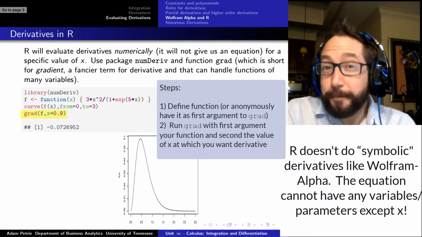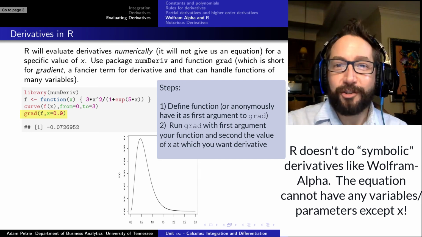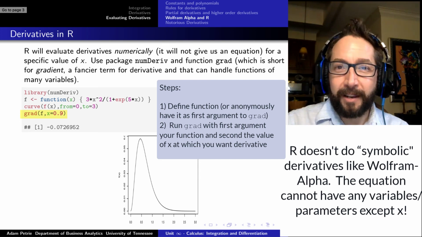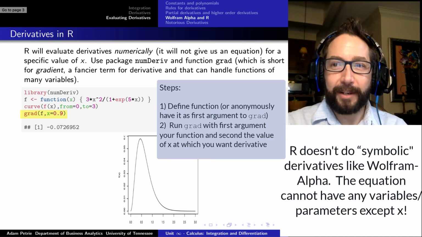Now, it won't come up with a formula, but it'll come up with a numerical value for what the slope of that tangent line is if we just plug in the name of our function and the value at which we want to be evaluating that derivative.